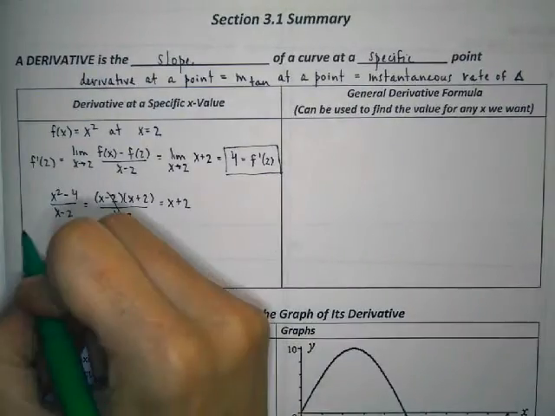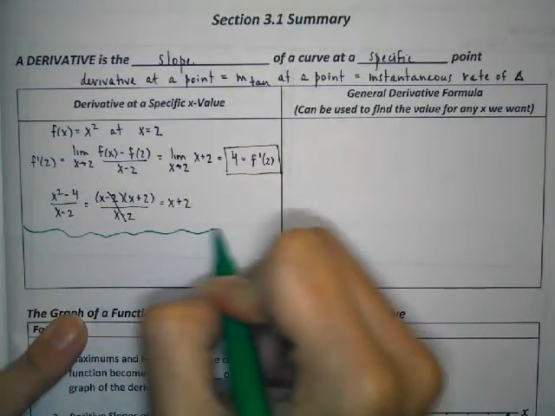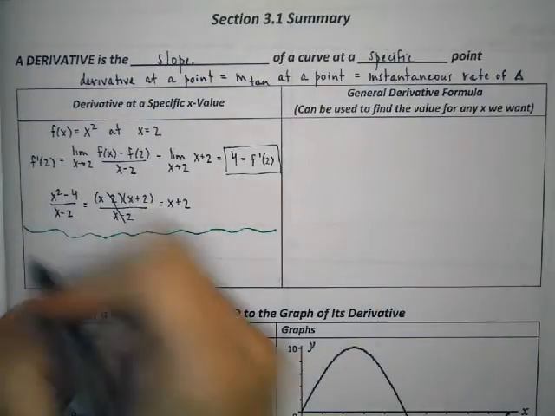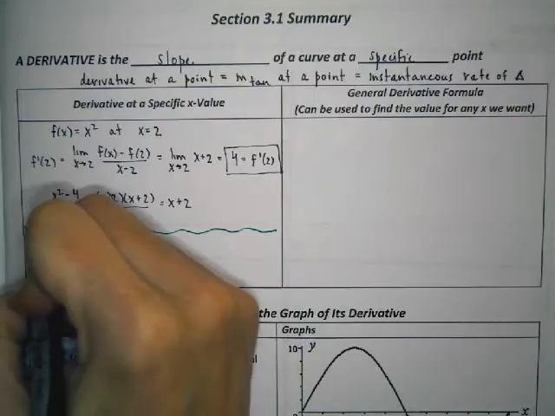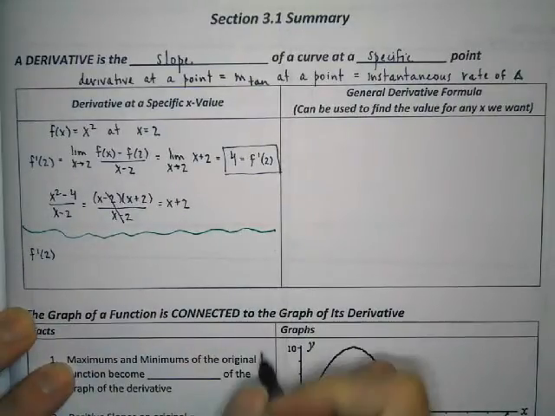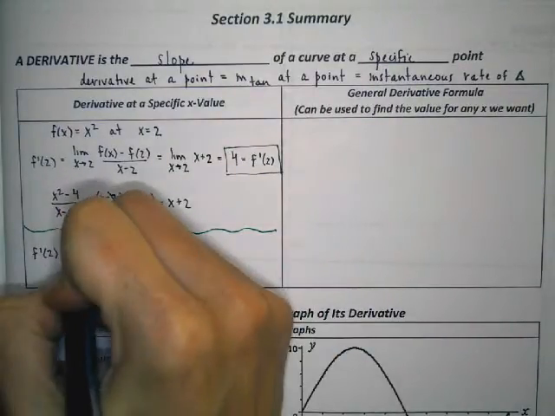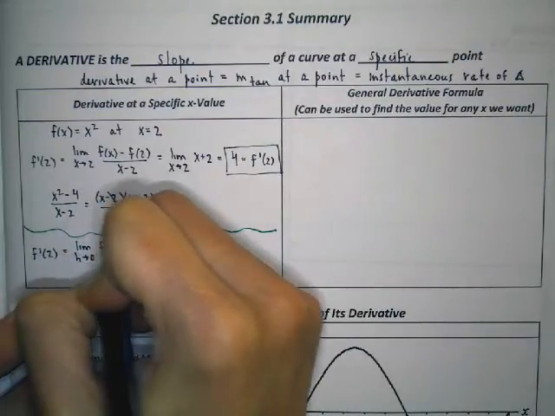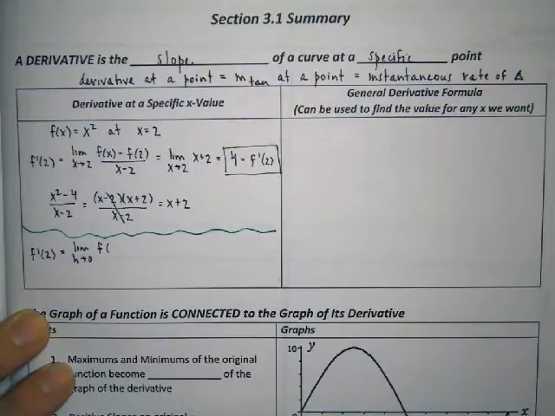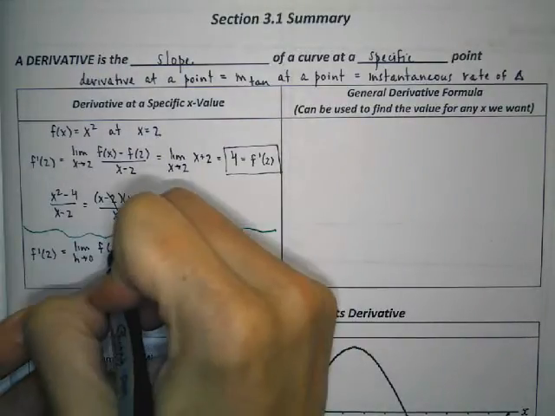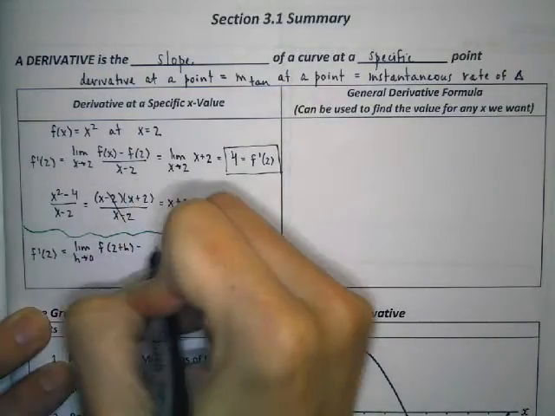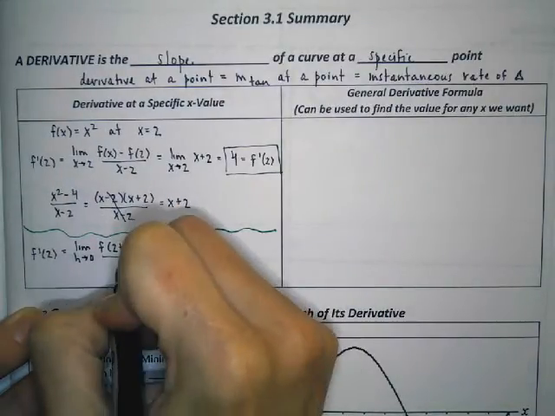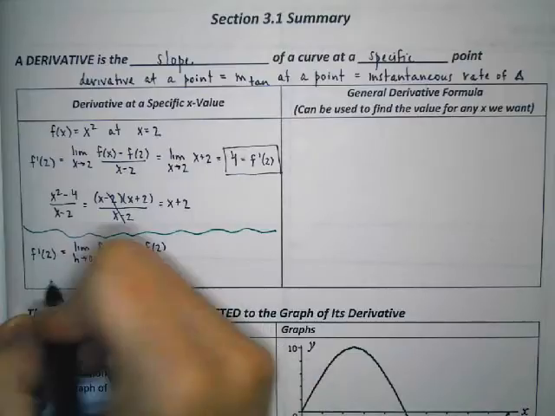Now, just for the sake of review, we could also do this with our general form. If you remember in Chapter 2, we also knew how to find this value. We didn't call it the derivative then, we called it the slope of the tangent. But we could also find that by using the limit as h approaches 0 of f of x plus h, but since we're at x equals 2, we're going to do f of 2 plus h minus f of 2 over h.